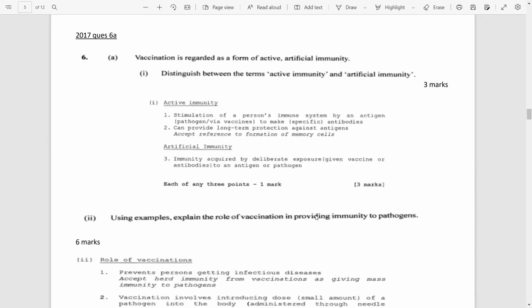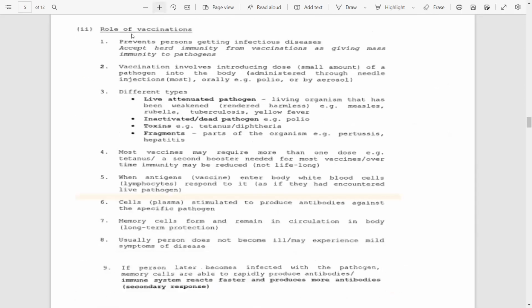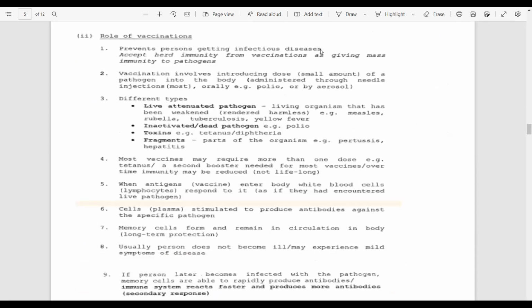Use examples to explain the role of vaccination in providing immunity to pathogens. We kind of discussed it in the previous question, but it doesn't hurt to discuss it again. So vaccination prevents persons getting infectious diseases. And remember, herd immunity can allow masses or a population to be immune. So you have the individual becoming immune, plus you're also trying to get an entire population to be immune. Vaccination involves introducing a small amount of a pathogen into the body through a needle by injection, or it could be done orally or by aerosol spray.